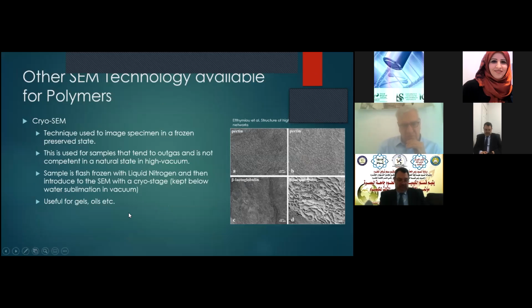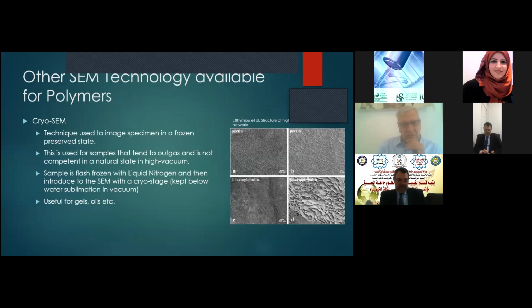So, other STEM technologies that are available for polymers. There are a lot of various types of different extensive analysis for STEM that are available. As the technology increases and the passion for STEM increases, there are so many developments and improvements done. But one that is always faithful is Cryo-SEM. So this technique is used to image specimens in a frozen preserved state.